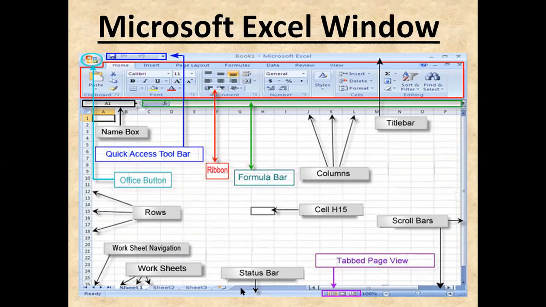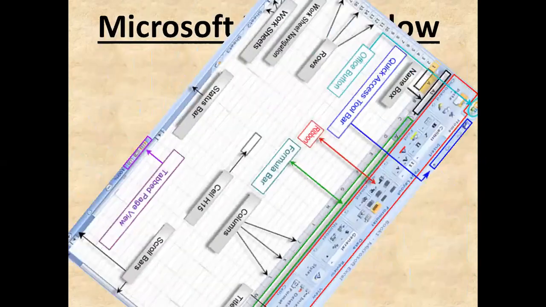Here is a status bar at the bottom of the window. Then some page view tabs are here, and we can get scroll bars also at the right hand side and bottom. The right hand side scroll bar is for scrolling the page up and down, and at the bottom there is a scroll bar to scroll the page right and left. So this is the window of Excel 2007.